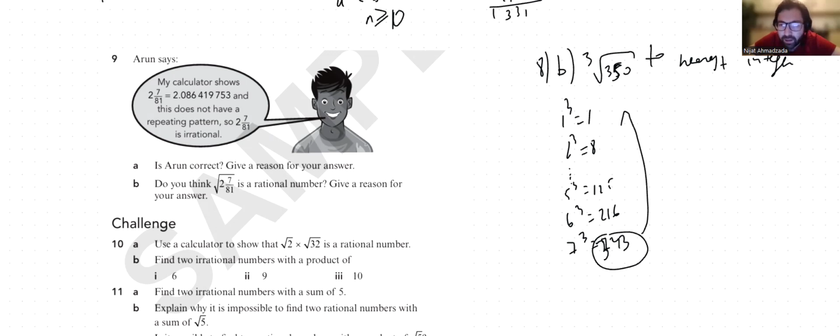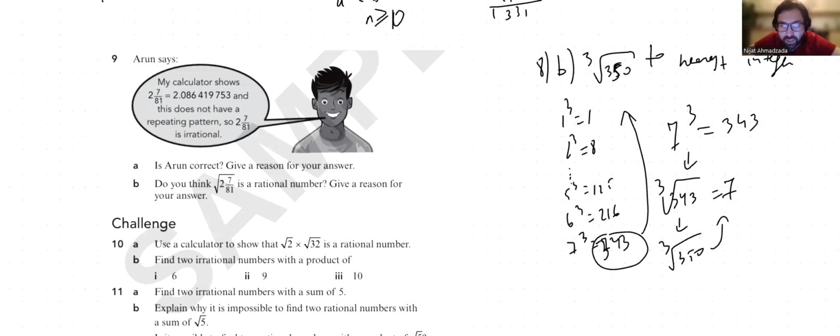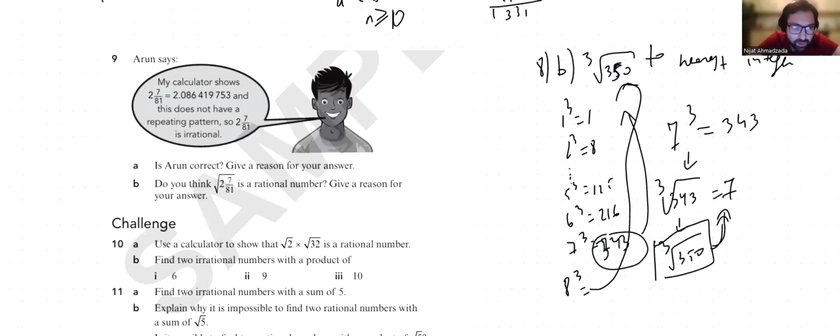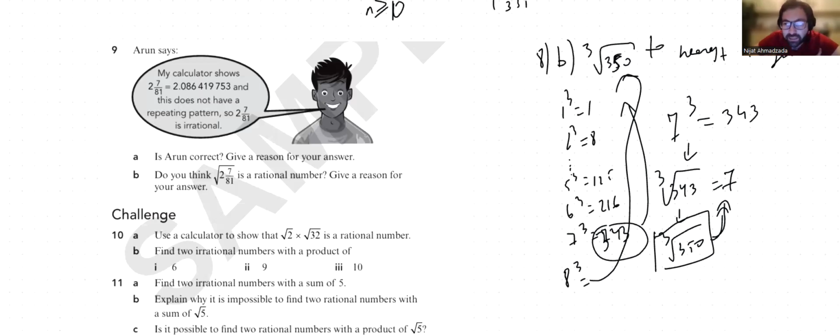That means if 7 cubed is equal to 343, then the cube root of 343 is equal to 7, right? Then the cube root of 350 has to be something close to 7. So the closest integer is 7, okay? You can take 8 cubed and you will see that it is far away from this number, but 7 cubed is very close. So the answer is 7. The closest integer to the cube root of 350 is 7, okay?